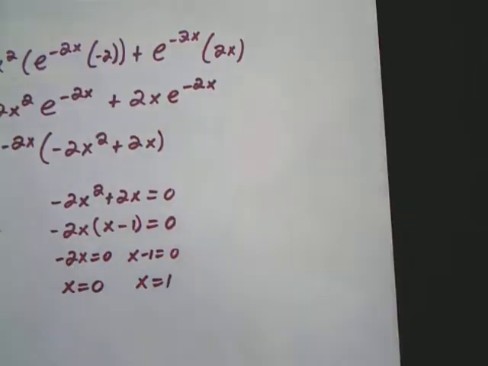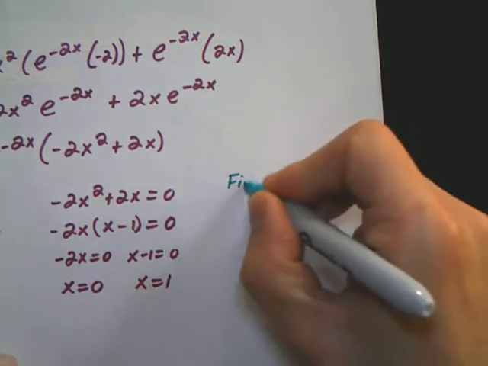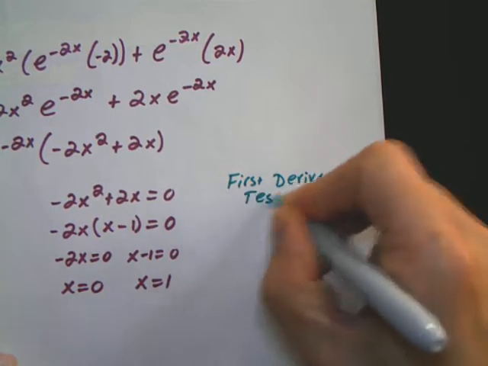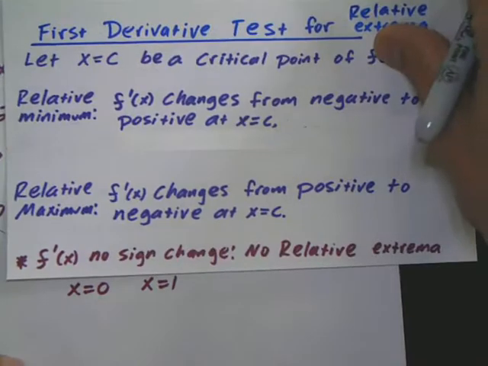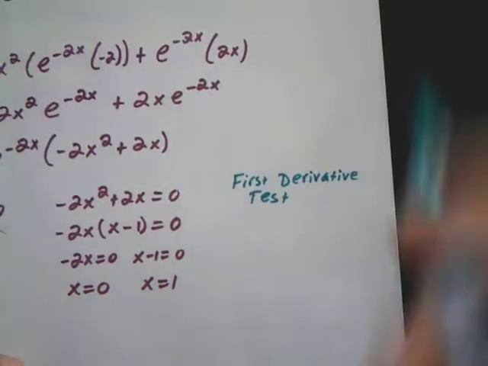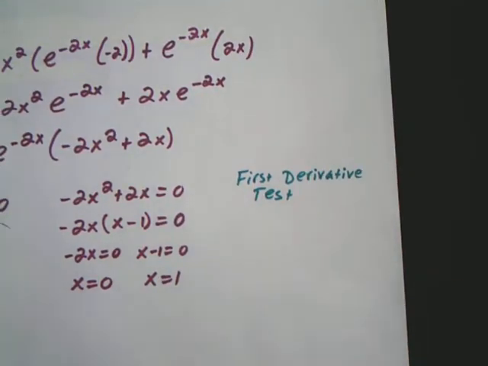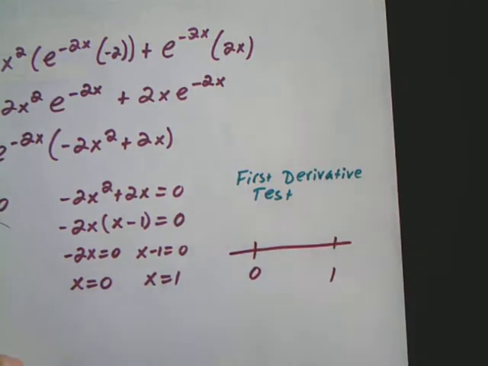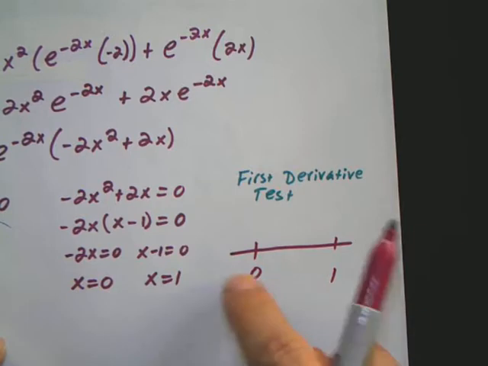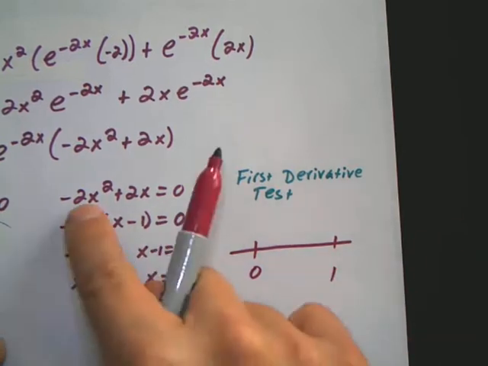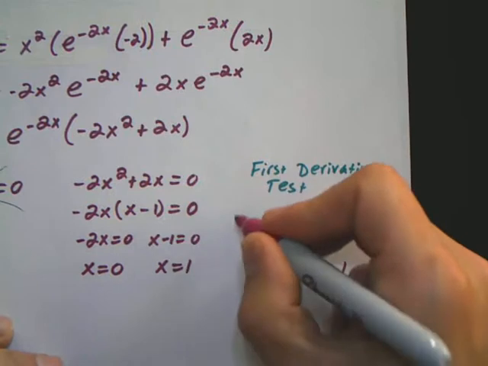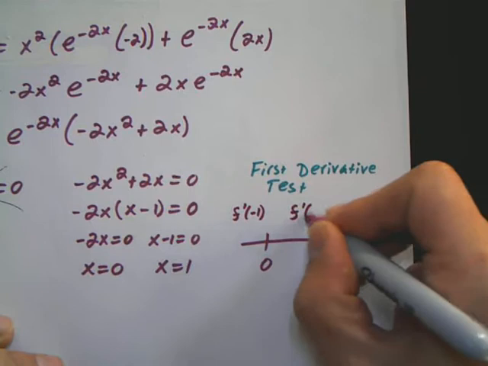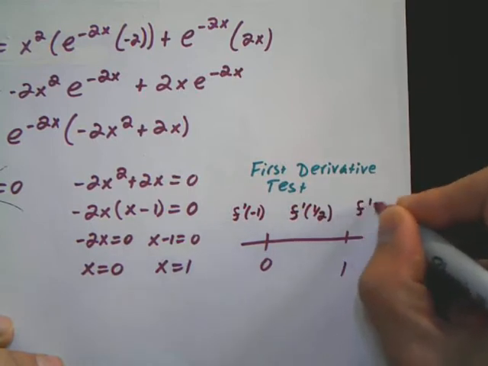Now I have to conclude with the sign analysis for the first derivative test. I'm looking for specific sign changes in the first derivative. So I'll put these numbers on a sign chart: 0 and 1. I'm plugging in numbers in between 0 and 1, before 0, and after 1, into the factored derivative. So I can plug in, let's say, f prime of negative 1, f prime of a half, and f prime of 2.